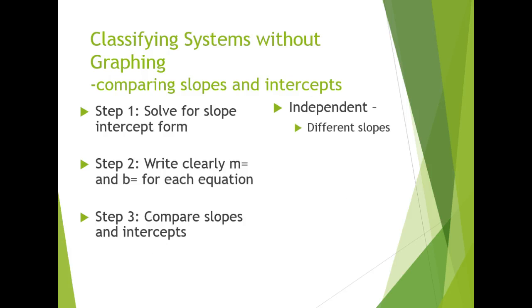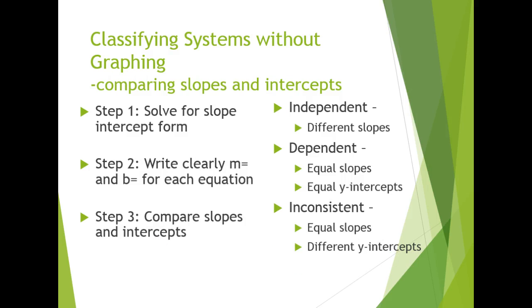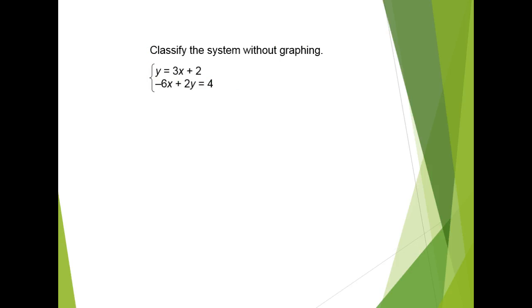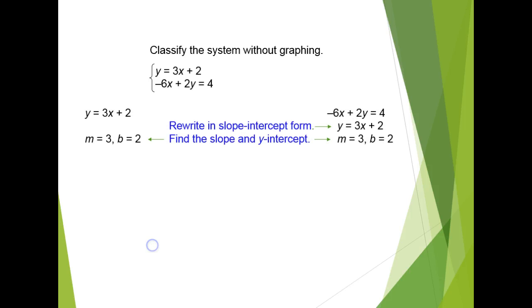Okay? So if they're independent, they're going to have different slopes. If they are dependent, they're going to have equal slopes and equal y-intercepts. And if they're inconsistent, they'll have equal slopes and different y-intercepts. So let's try one of these. I've already typed this out for you on your handout. If these were the 2 equations I have and I need to classify them, the first thing I'm going to do is to rewrite them each in y equals mx plus b form. The first equation, this one, is already in y equals mx plus b form. So my slope is 3 and my y-intercept is 2.